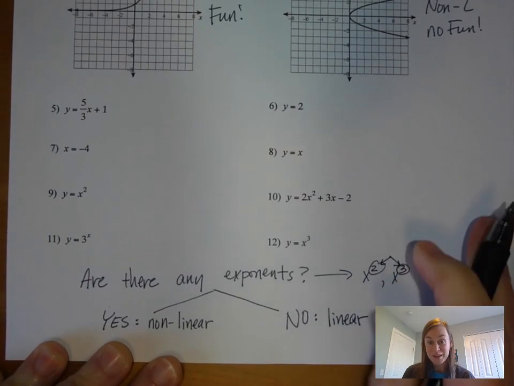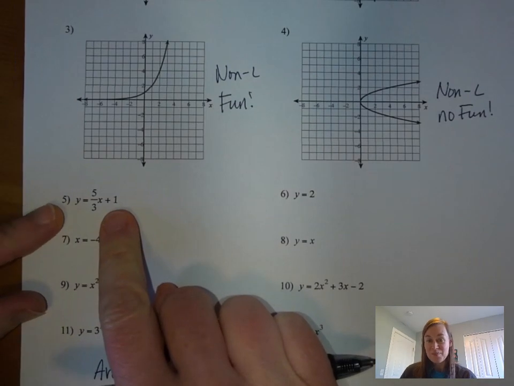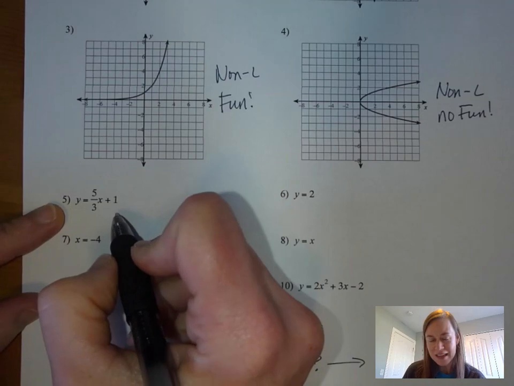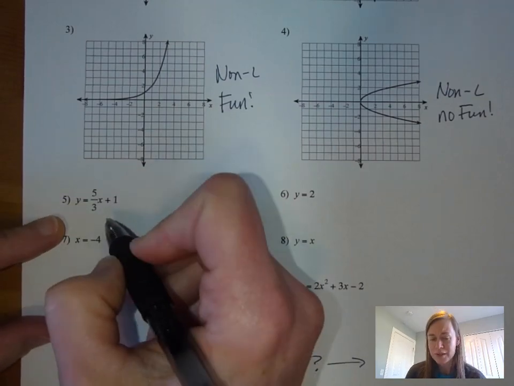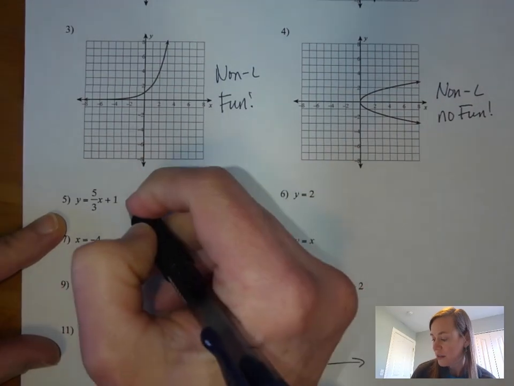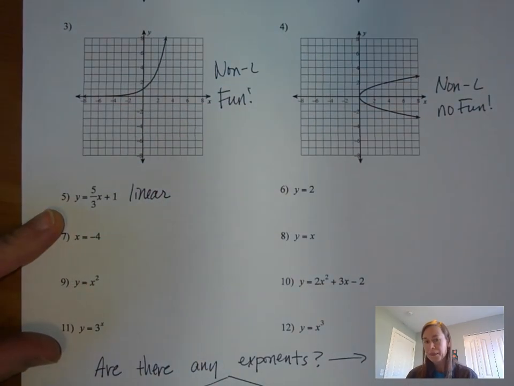All right, so let's look at our equations. Are there any exponents? No. That means it is a line. In fact, when you look at that, you might be able to recognize that that's going to be a line because it's in slope-intercept form, and it's probably looking pretty familiar to you right now. But I'm just going to go ahead and write linear. We don't have to graph it or anything.